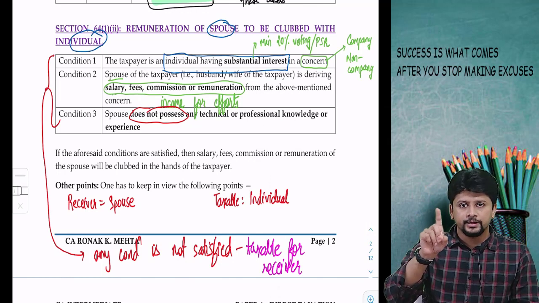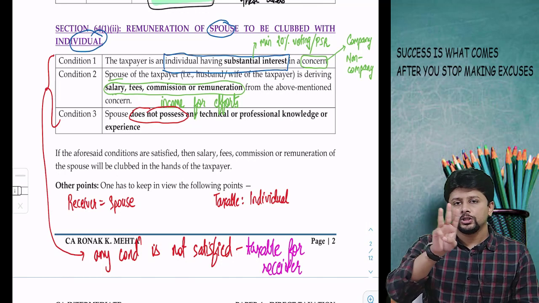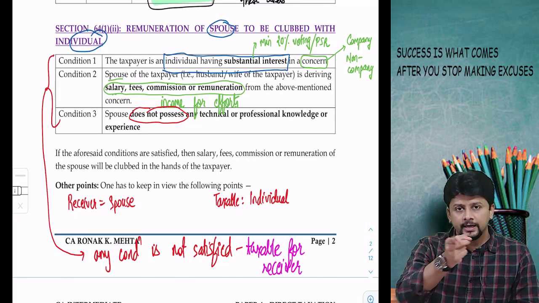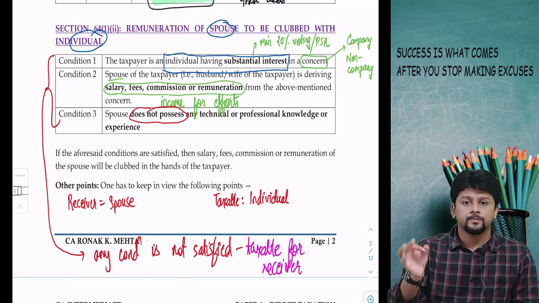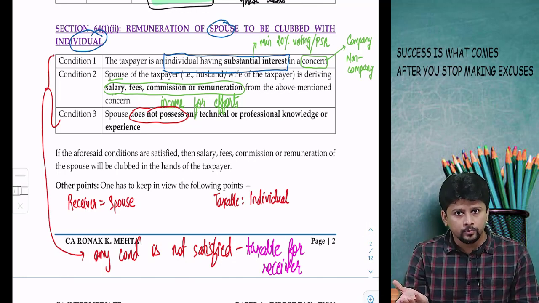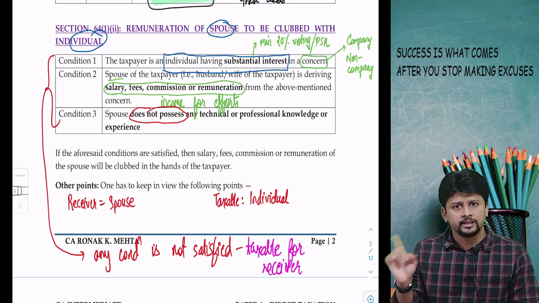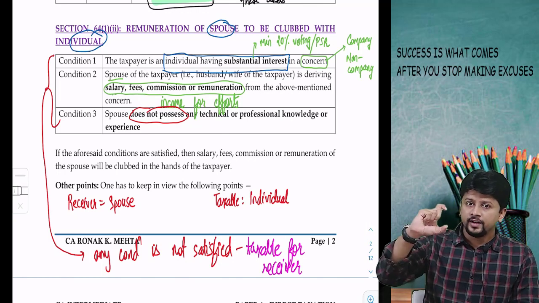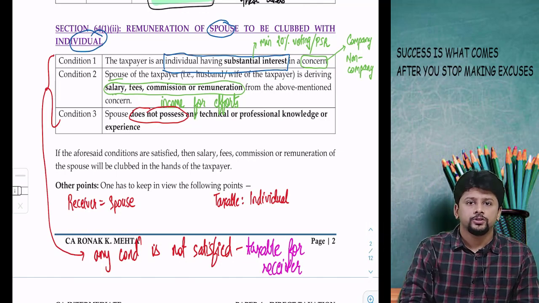Number 1, substantial interest. Number 2, remuneration. Number 3, no technical qualification or experience. If all 3 conditions are satisfied, clubbing will happen, individual will pay tax. If any condition is not satisfied, spouse will pay tax. Head of income here will be salary, in all probability, salary, job. So all the deductions, exemptions that are available in the salaries chapter will be available here also. It is only the final taxable salary which will be brought to tax, which will be clubbed for the individual.